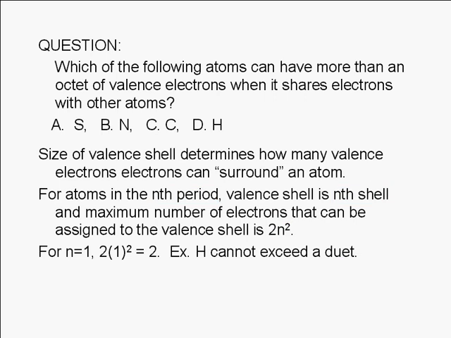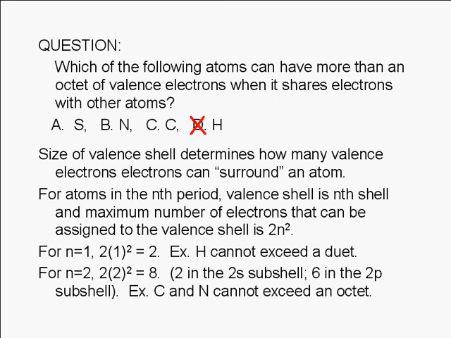For the first row elements, n equals 1, and 2n squared is 2 times 1 squared, or 2. Therefore, hydrogen cannot have more than 2 electrons surrounding it when it shares electrons. Choice D is incorrect. Hydrogen cannot have more than an octet. It cannot even have more than a duet.